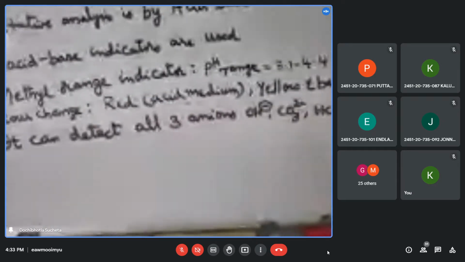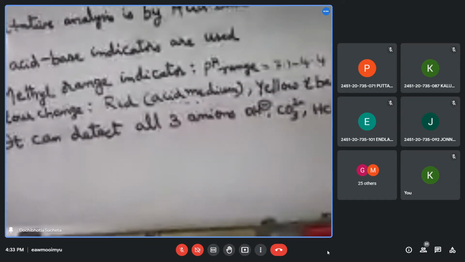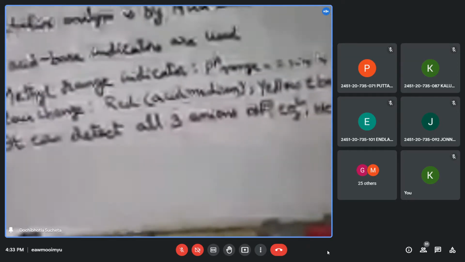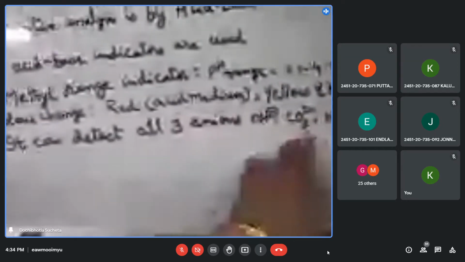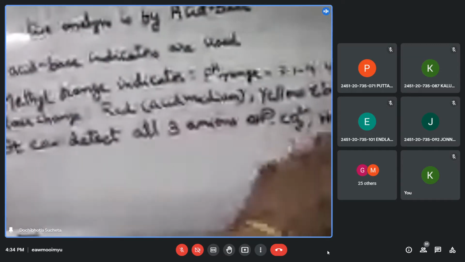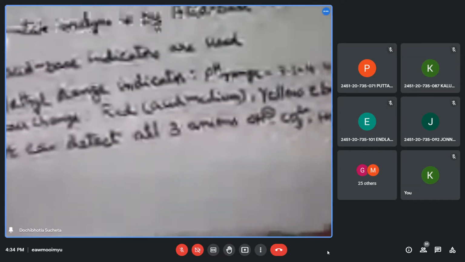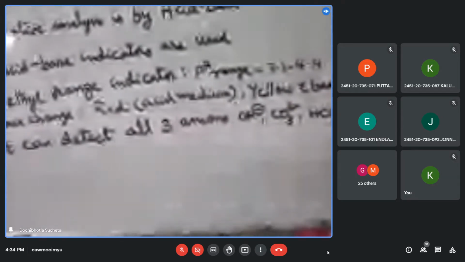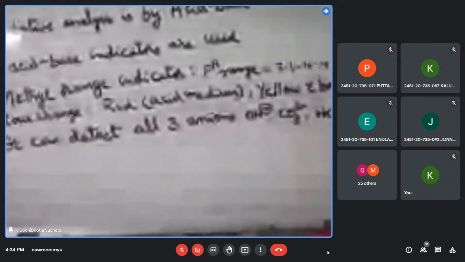Before I start talking about the phenolphthalein indicator, I need to ask you all: out of these three anions, which are strong and which is the weak anion?